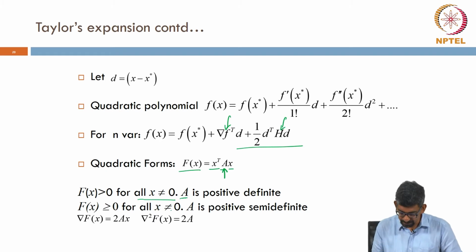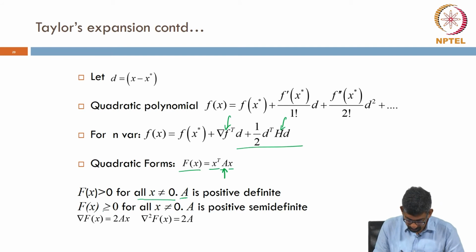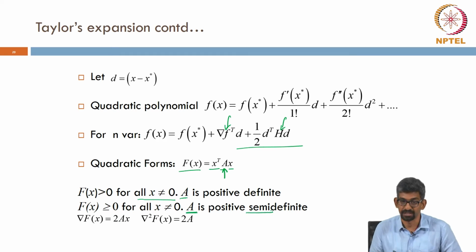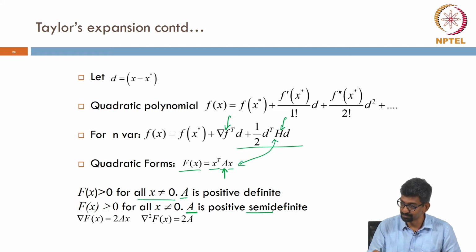If the condition is again x not equal to 0, but f of x is greater than or equal to 0, then A is called positive semi definite. The same thing also holds good for the Hessian, because this is how we are writing the Hessian. Please relate these two, that is important.